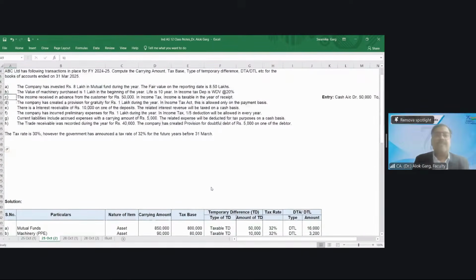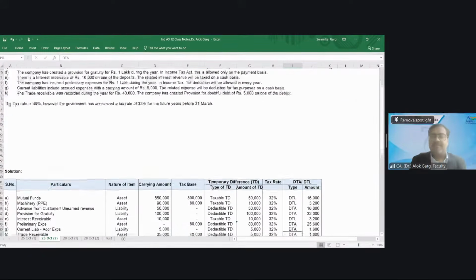The company has created a provision for gratuity of rupees 1 lakh. In the Income Tax Act, this is allowed only on a payment basis. What is your carrying amount of liability? 1 lakh. What is your tax base? Zero. So your liability is higher in the books. What should I do? Reverse the liability, which means make an asset. Simple, same.